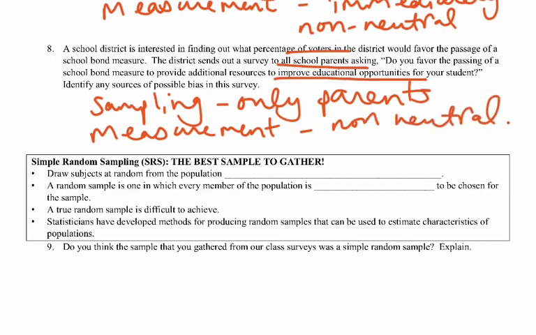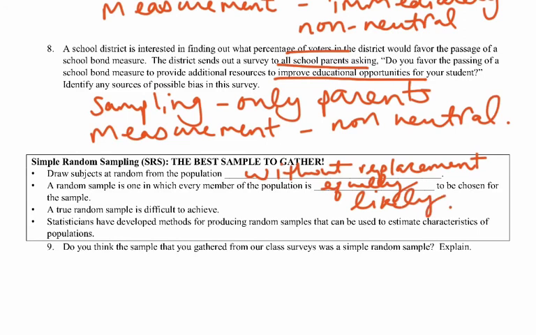All right. Last example, or last little box here. A simple random sample. Draw subjects at random from the population without replacement. A simple random sample, in which every member of the population is equally likely to be chosen, is what you always want to shoot for. So we'll stop there and then we'll do some practice with this in class.